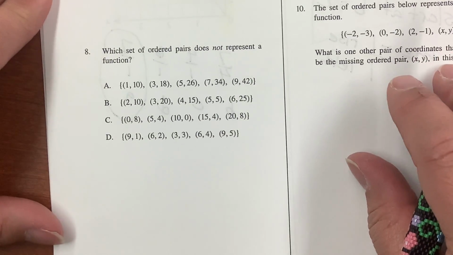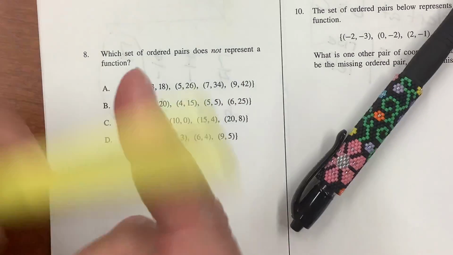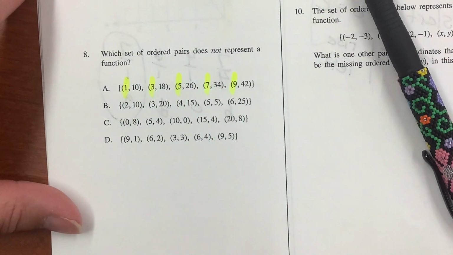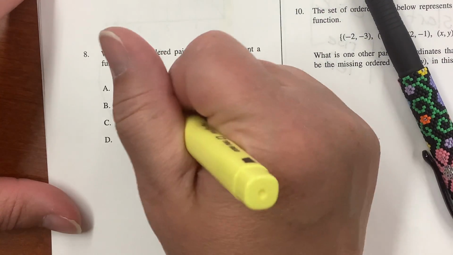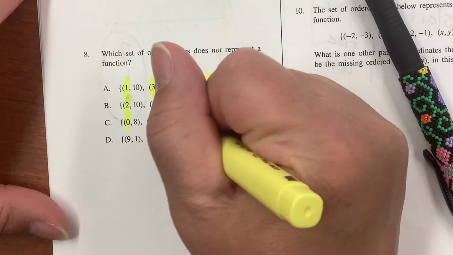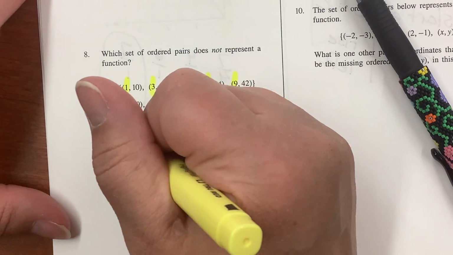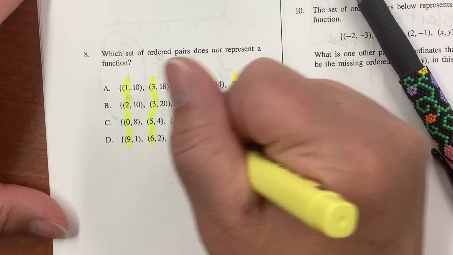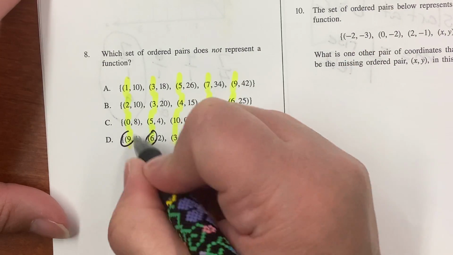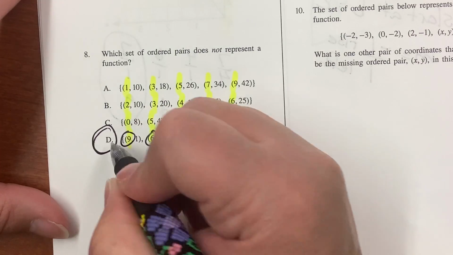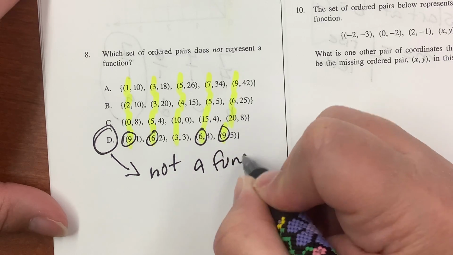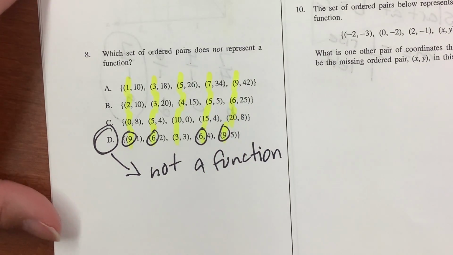Which set of ordered pairs does not, well, you have to look at the first one. So 1, 3, 5, 7, 9, they're all different, so that's good. 2, 3, 4, 5, 6, they're all different, that's good. 0, 5, 10, 15, 20, all different, good. 9, 6, 3, 6, 9. Oh, not good. The 6s repeat and the 9s repeat. This one is not a function. Well, that's not good at all then.